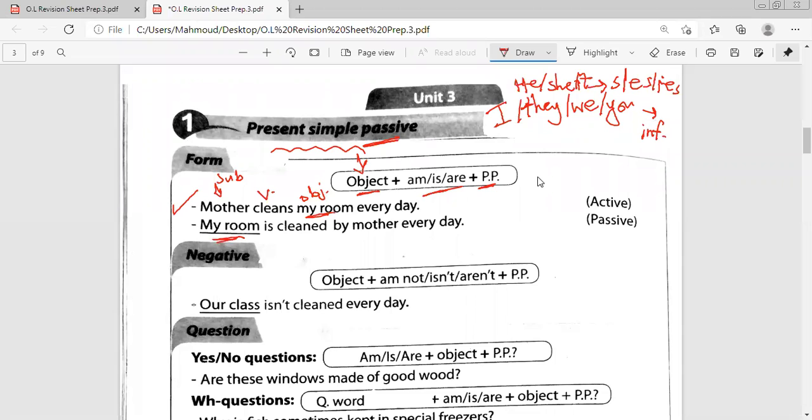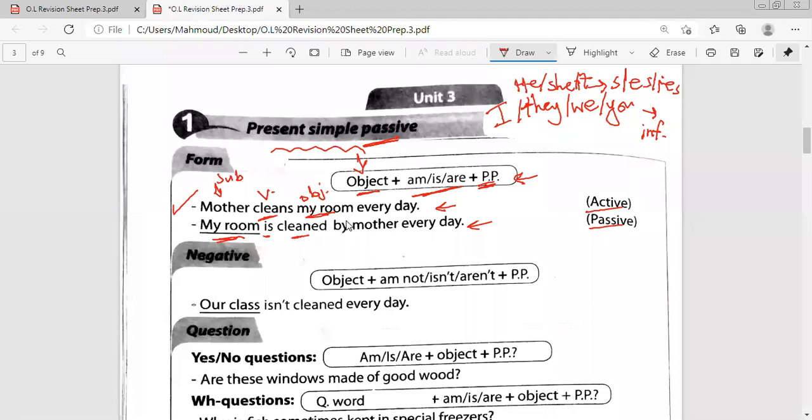This is called passive. So the first sentence is called active, and the second sentence is called passive. Why? Because you will change the places. You will start here with the object. You will say my room. You will start by saying my room. And then you have to put am or is or are plus past participle. Am or is or are plus past participle. You will say my room is cleaned. It's a past participle from the verb clean.